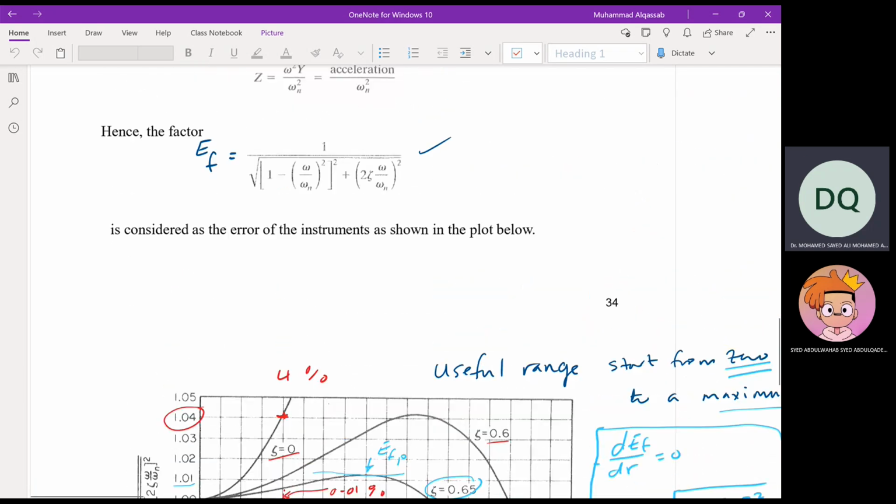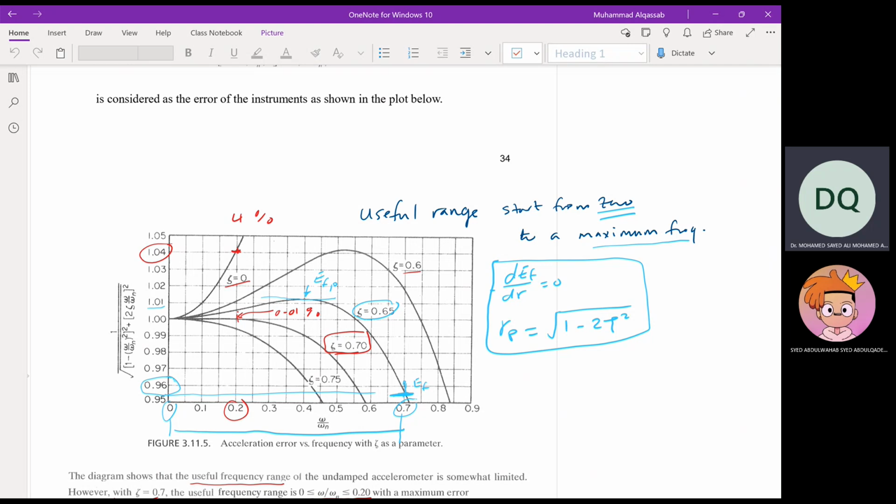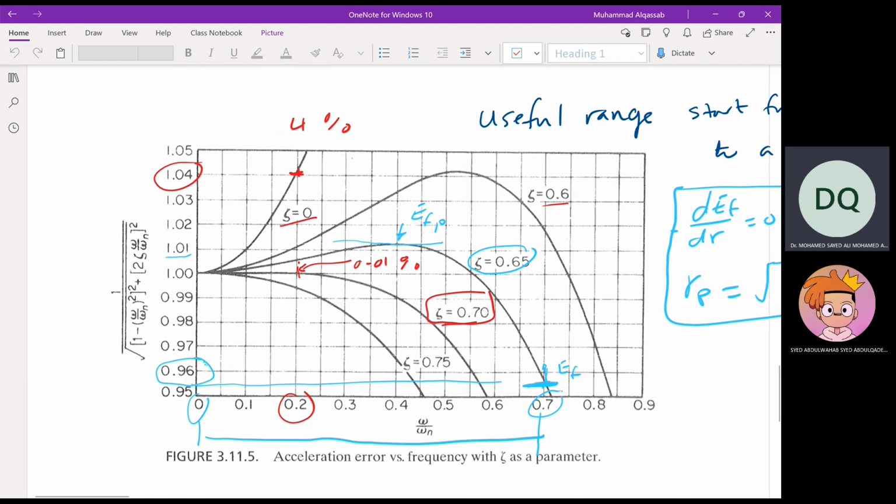Okay, the error factor for the accelerometer is 1 over the square root of (1 minus (omega over omega n) squared) squared plus (2 zeta omega over omega n) squared. And here is the graph of the error factor with some values of zeta. So it is near zero, as you can see here, which is the range where omega over omega n is near zero, and how the error factor varies with zeta.